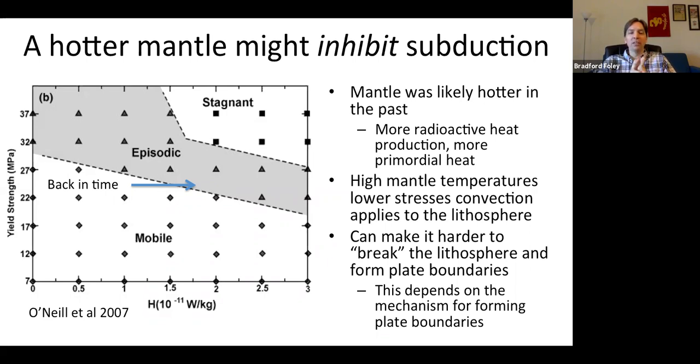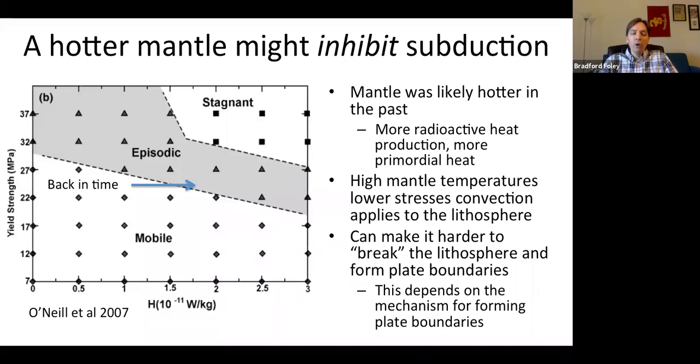One of these ideas is that, first of all, the mantle was almost certainly hotter in the past than it is today. There was more production of heat by radioactive elements. There's also more primordial heat from formation and from giant impacts, like the moon-forming impact, that was left behind at that time. So we expect higher mantle temperatures in the early Earth, Hadean and Archean periods, than we have today. These higher temperatures, we found in geodynamic models, tend to reduce the stresses that convection is applying to the lithosphere. The reason for that is that the viscosity of the interior gets much lower as a result of these higher temperatures. So you've got this lower viscosity fluid dragging on the lithosphere above, and that reduces the stresses the lithosphere feels.